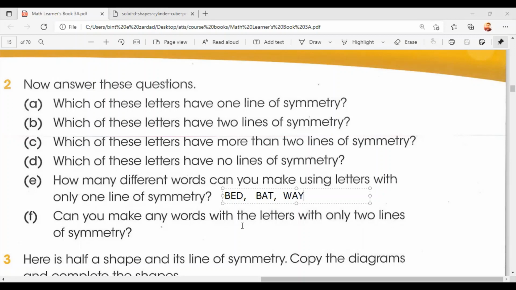Can you make any word with the letters with two lines of symmetry? There are three letters: H, I, and X. If we arrange these, HIX, IXH, XIH, we cannot make any proper word. Sorry, we cannot make any word from these three letters. Maybe a short form, but not a complete word. So we can write here, no, we cannot make any word.